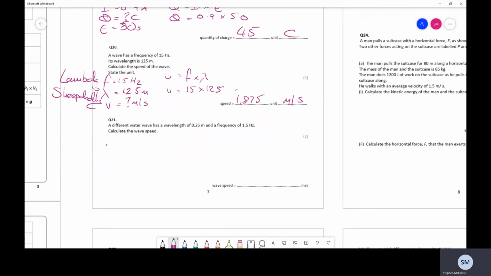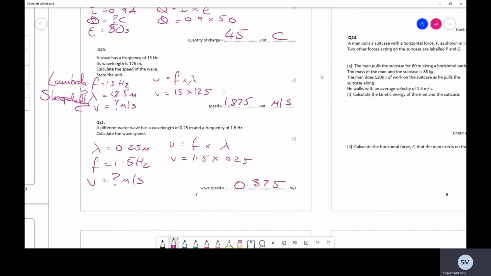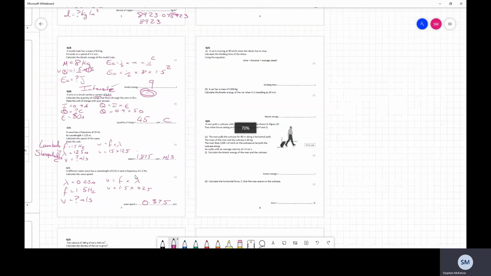A different water wave has a wavelength, lambda, of 0.25 meters and a frequency of 1.5 hertz. Calculate the wave speed. Because this is a wave, I say velocity, because it's going in one direction, so it's a vector. Velocity is frequency times wavelength. Velocity is 1.5 times 0.25, which is equal to 0.375. Okay, that seems correct. And my units all match up. Lovely.